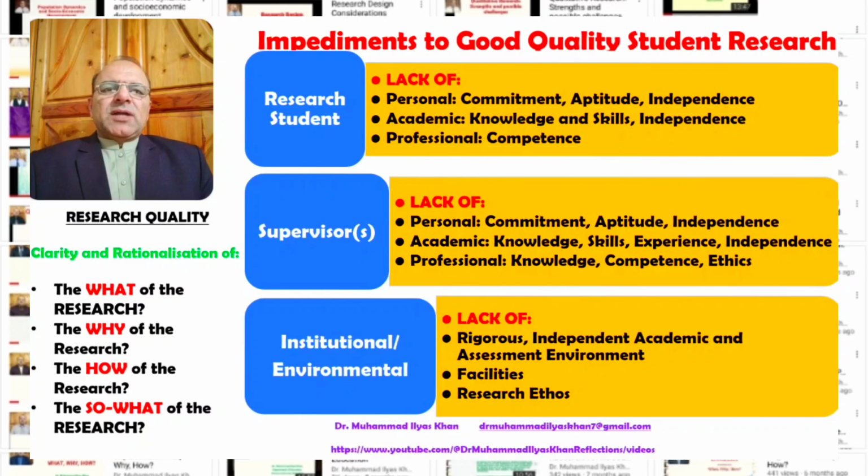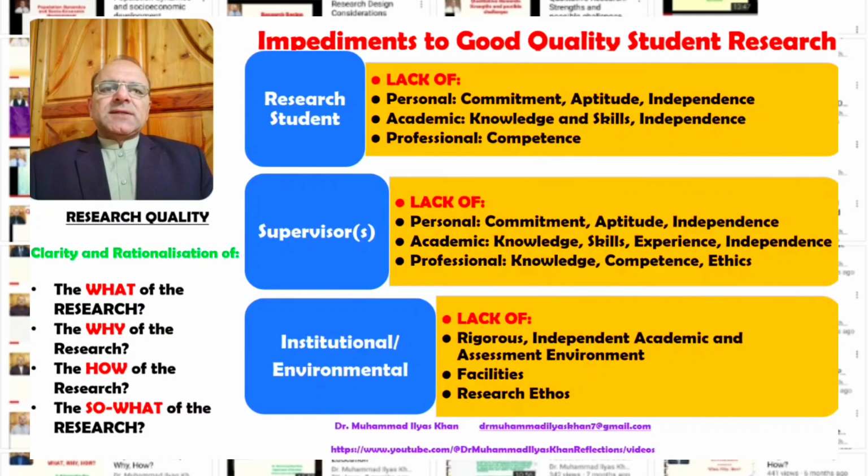Lastly, institutional or environmental factors are very important. So first of all, if there is lack of a rigorous and independent academic and assessment environment in the institution or in the university, that will impede the process of good quality research, because compromise on the conceptualization of research, the conduct of research, or the assessment of research will ultimately impede the process of quality research, and as a result, the quality of the research thesis will be compromised.